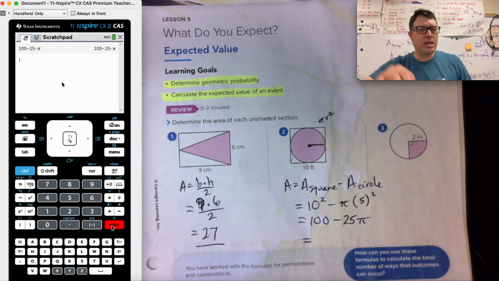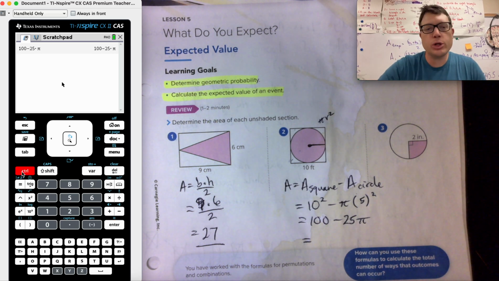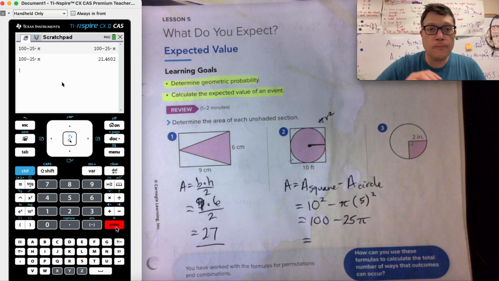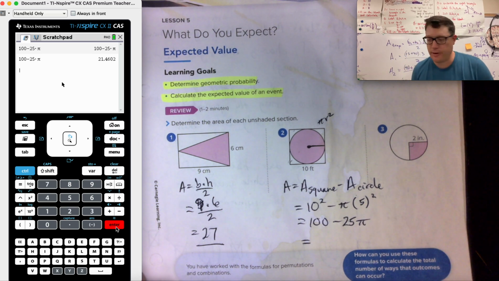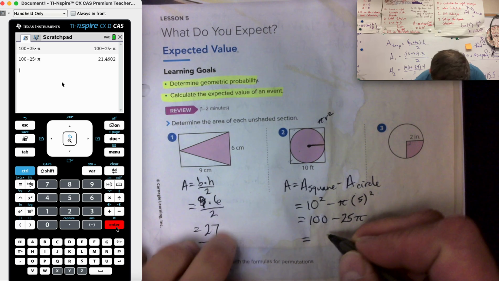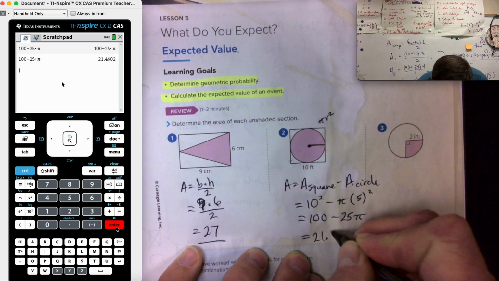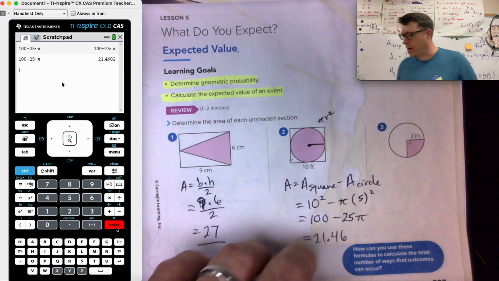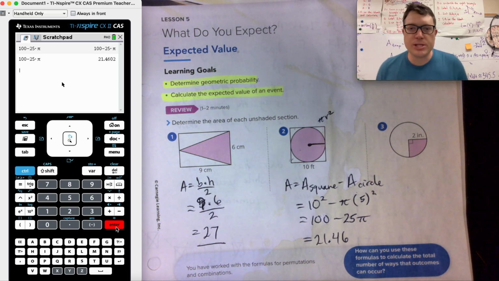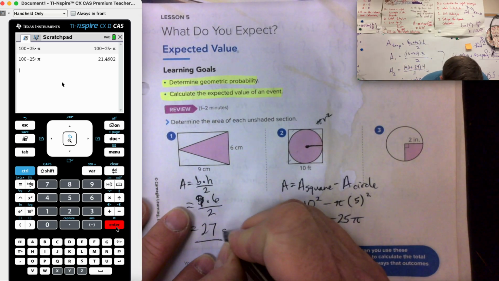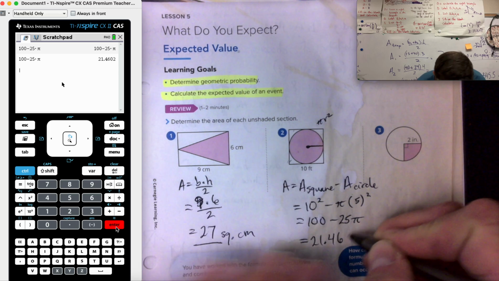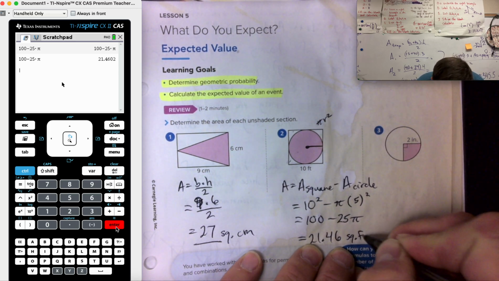Oh, this one gives me the exact answer. That's somewhat annoying. So if I go control enter, it'll give me the decimal. And the decimal is 21.46. Square feet. That's right. These are in feet. That was in centimeters. So I have square centimeters. This one I have square feet.